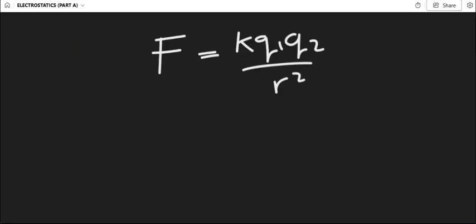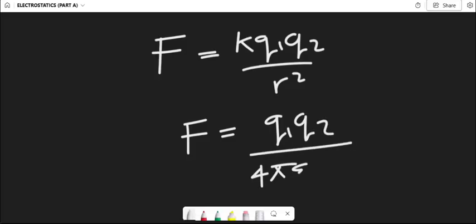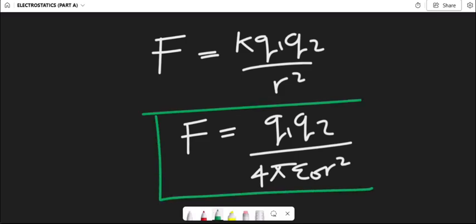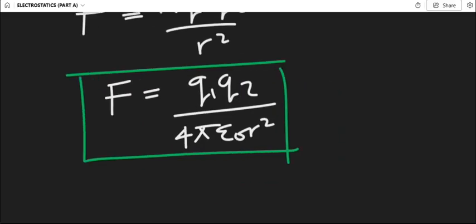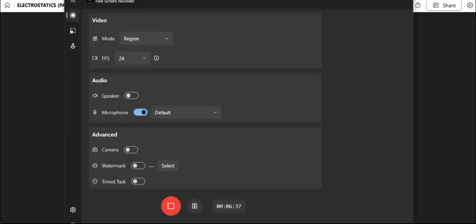Therefore, we're going to have that F is equal to 1 times q1 q2 over 4 pi epsilon naught r squared. In this case, this is the formula we use for electrostatics and majorly for Coulomb's law. So this is equation 2. Now I'm going to tell you the values of each of them.